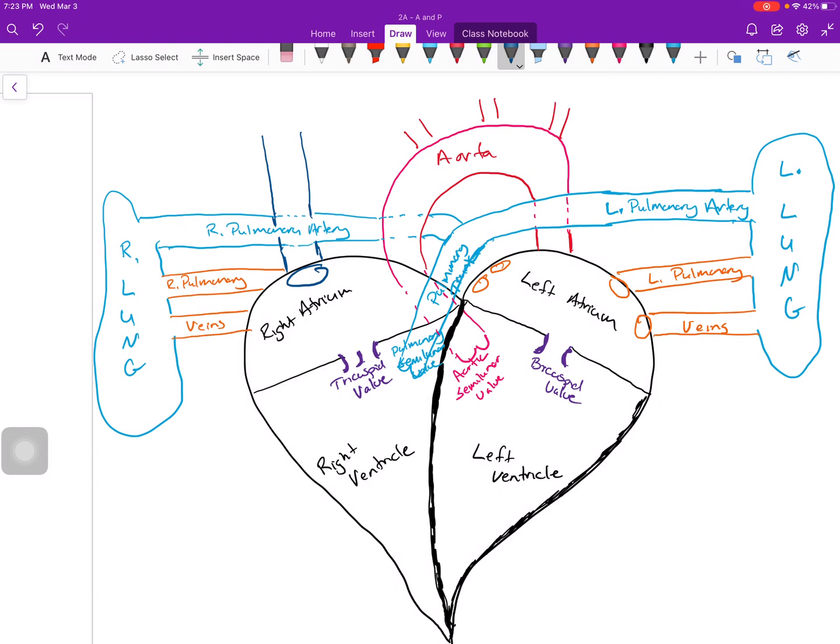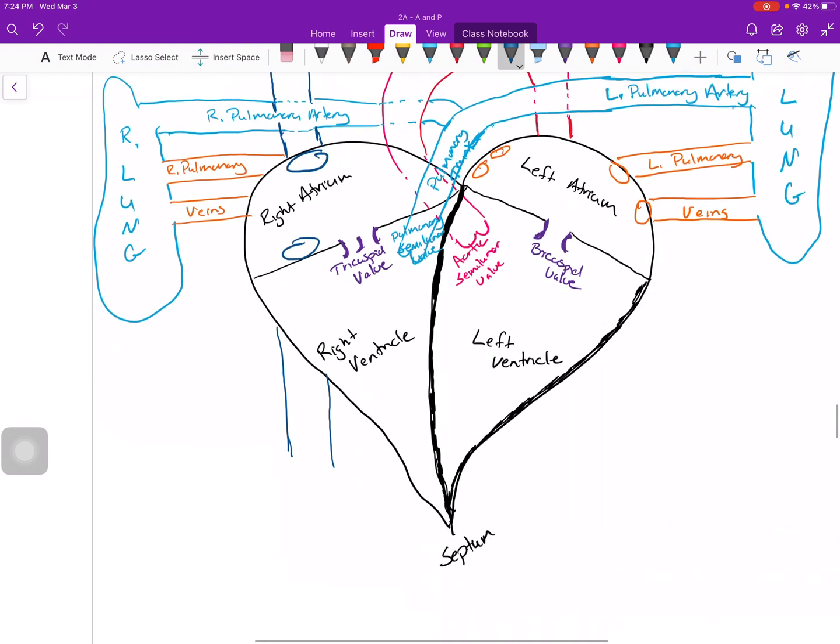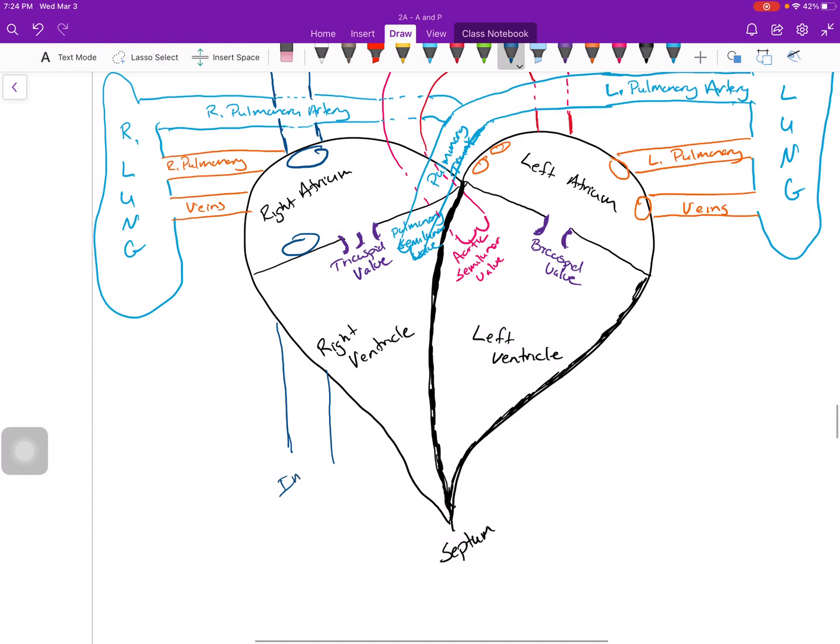And then coming from below, or inferior, you have another vessel, the inferior vena cava, and it's going to enter right about here. So this is my superior vena cava. And this would be my inferior vena cava.